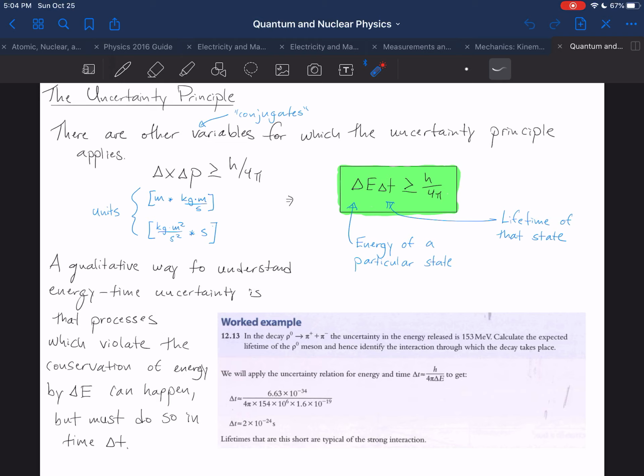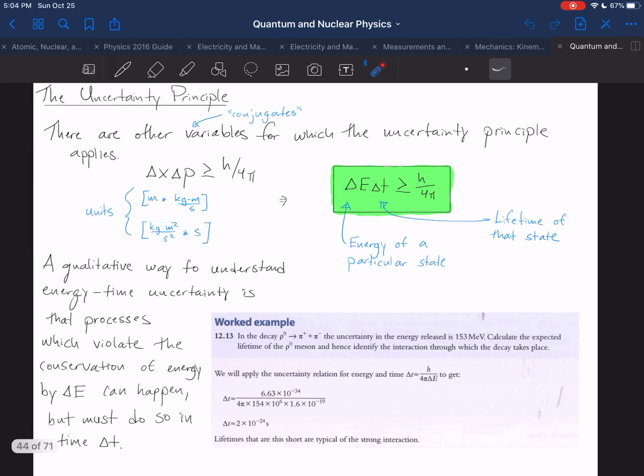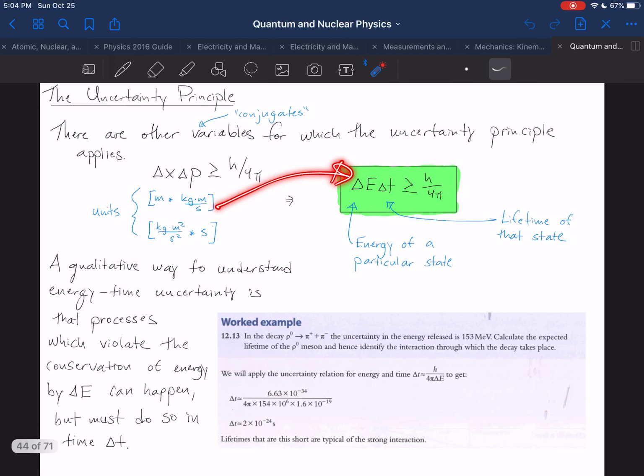And as a result, it shouldn't surprise us that there are other variables for which the uncertainty principle applies. These pairs of variables are known as conjugates. And in the most hand-wavy derivation yet, we're going to observe that the units of the uncertainty in the position and the uncertainty in the momentum can be rearranged to be the units of the uncertainty in the energy times the uncertainty in the time. And that gives us the energy-time uncertainty principle.